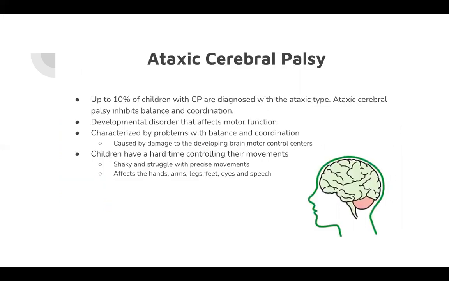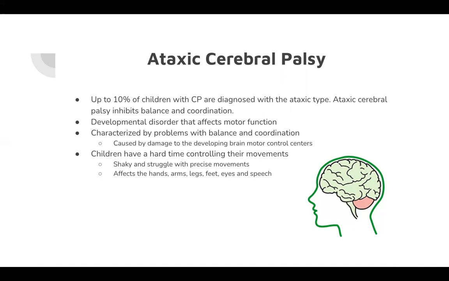Next up is ataxic cerebral palsy. Up to 10% of children with CP are diagnosed with the ataxic type. Ataxic cerebral palsy inhibits balance and coordination. It is a developmental disorder that affects motor function, characterized by problems with balance and coordination caused by damage to the developing brain's motor control centers. Children have a hard time controlling their movements.